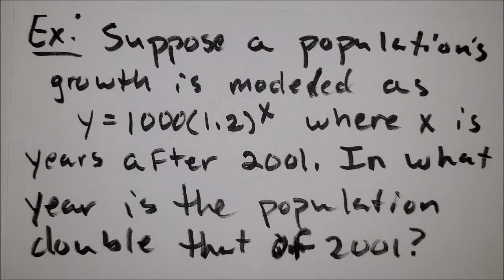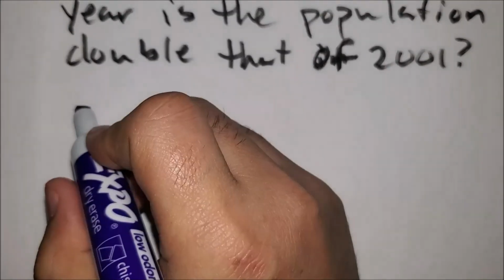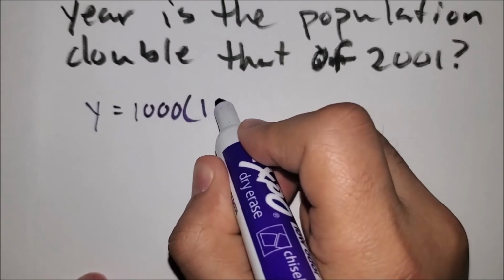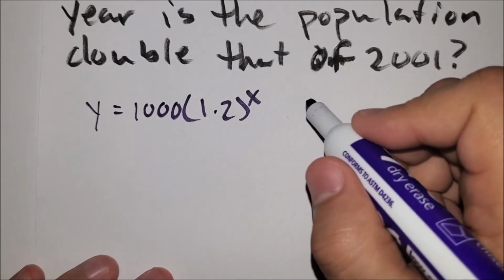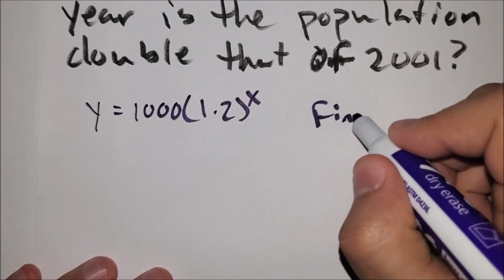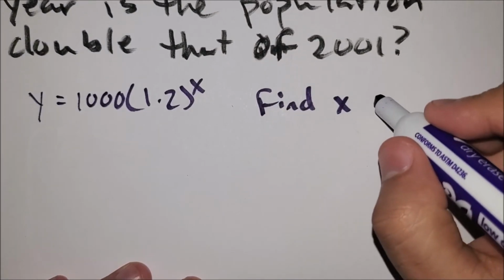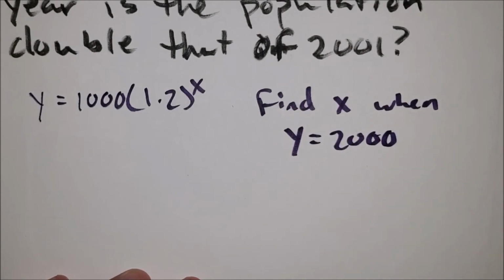So we're going to go ahead and write our equation again down here, just in our workspace. y equals 1,000 times 1.2 to the x. And we're looking for when it doubles. So we want it for x. So find x, or approximately find x, when y equals 2,000, because we're looking for a double population.